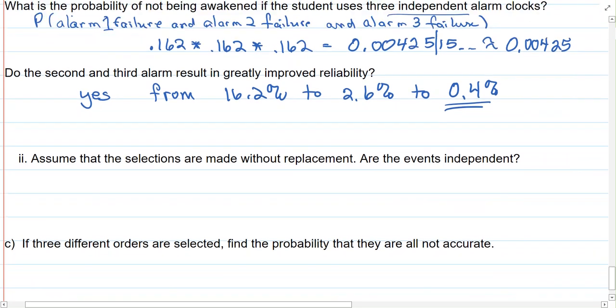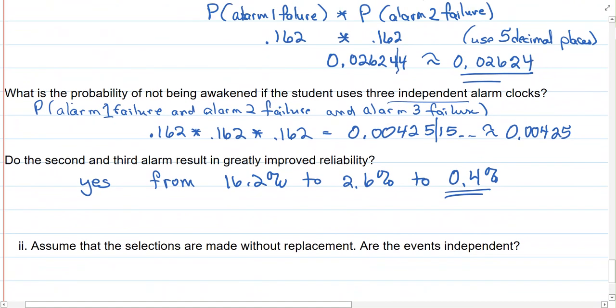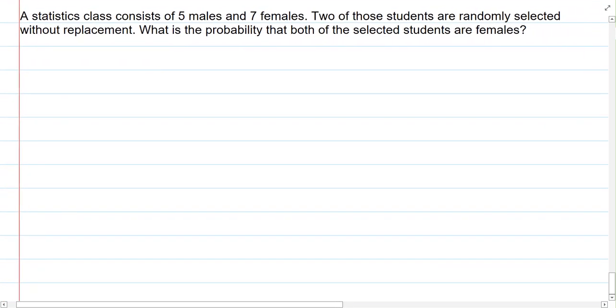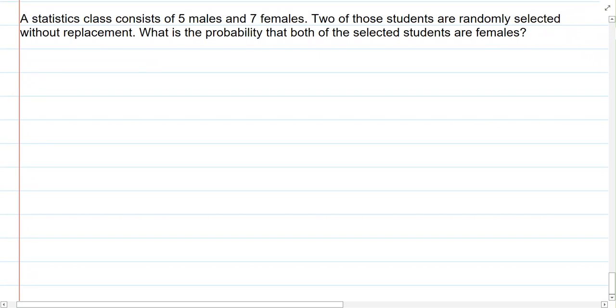All right, and this finishes a section. This was a problem I omitted, but I have it listed. But I am going to go to the last one. And I forgot to erase the other 2 items. A statistics class consists of 5 males and 7 females. 2 of those students are randomly selected without replacement. What is the probability that both selected students are females?